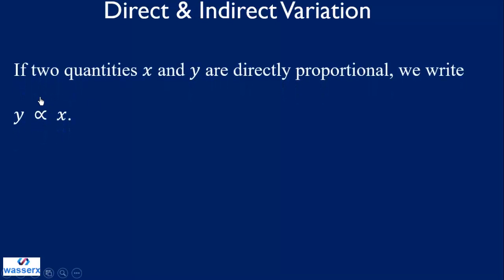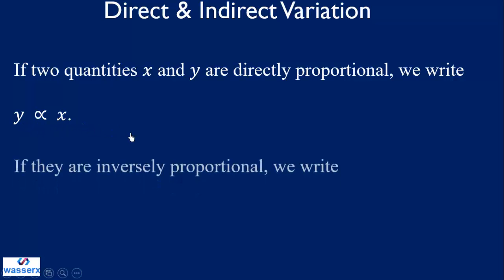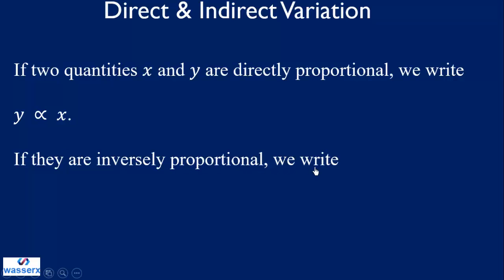So if two quantities x and y are directly proportional, we write y is directly proportional to x. Now this symbol means proportional to, so y is proportional to x, but this relation is a direct proportion. Then if they are inversely proportional, we write y is inversely proportional to 1 over x. So this symbol reads is proportional to.